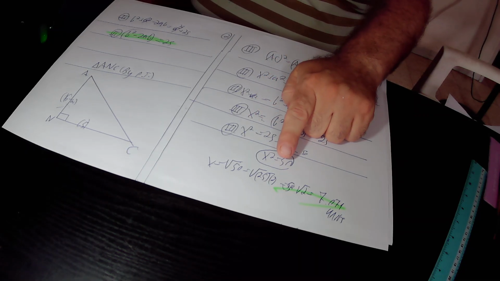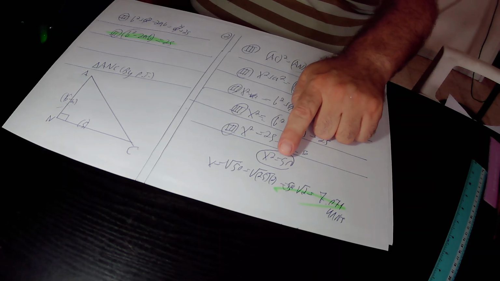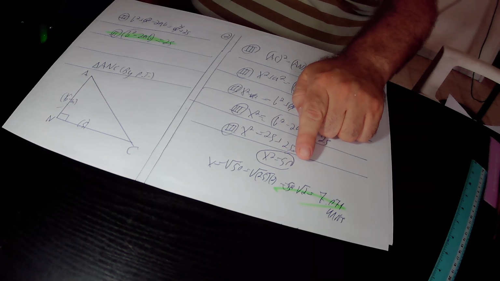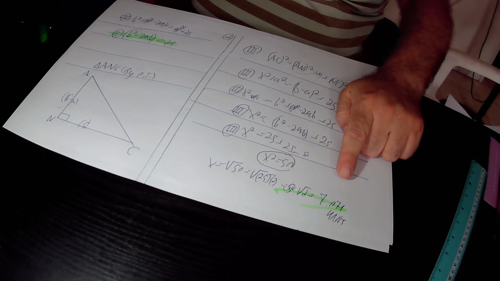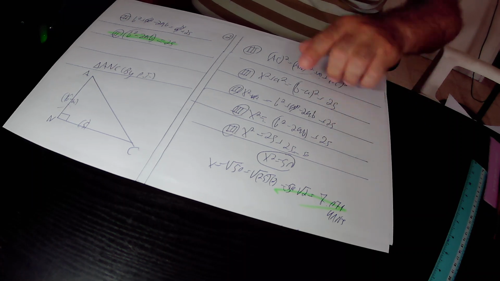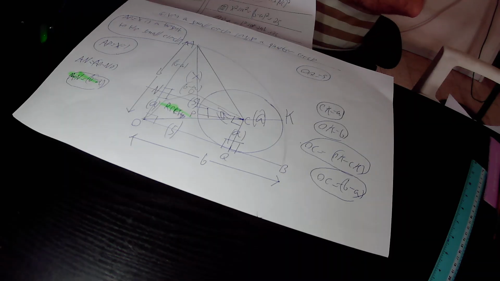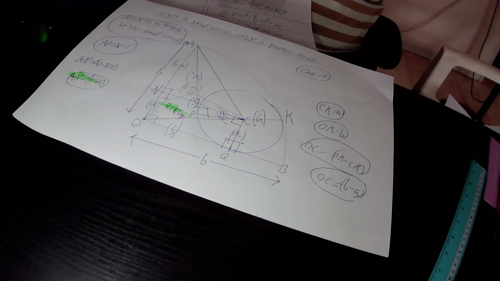50 is 25 times 2. The square root of 25 is 5. Therefore, in total, this expression equals 5 times the square root of 2. 5 times the square root of 2 is 7.071 units. So in total, we found that the length of this segment AP is equal to either 5 times the square root of 2 units, or in terms of numbers, the length of segment AP, that is equal to X, is 7.071 units in length.